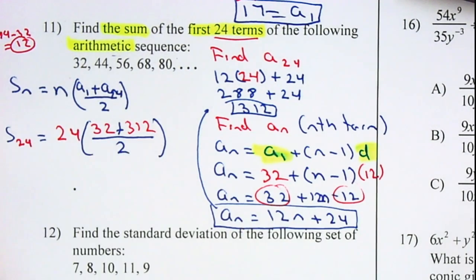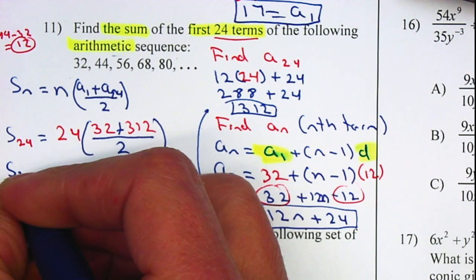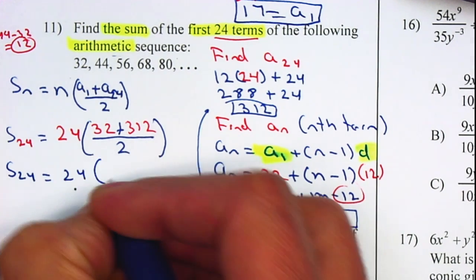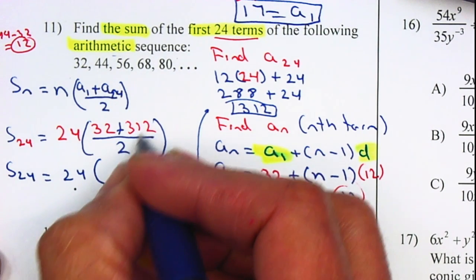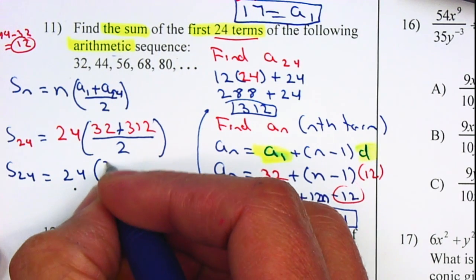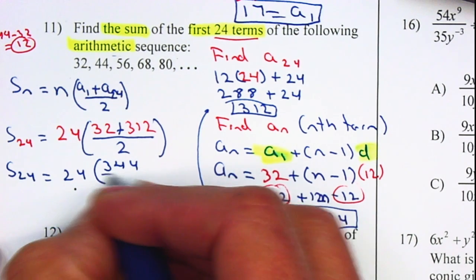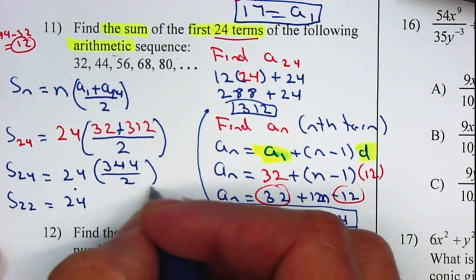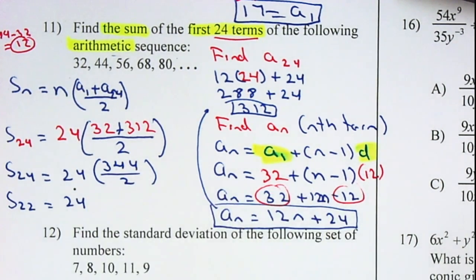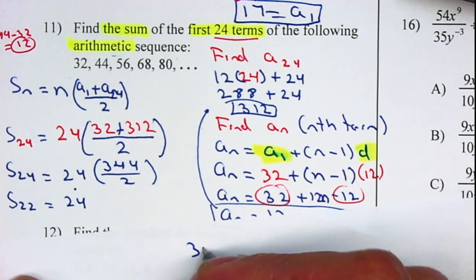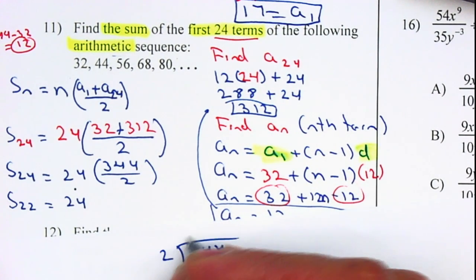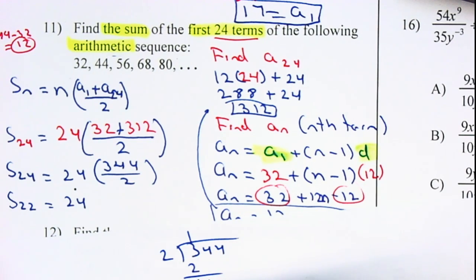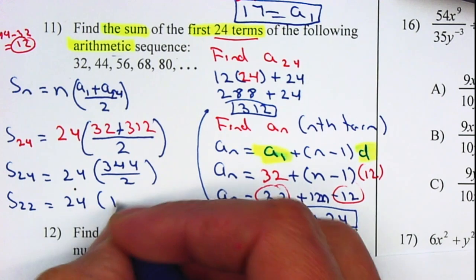And from here we just simplify. The sum of the first 24 numbers will be 24 times... 32 plus 312, that'll be 344 divided by 2. So 344 divided by 2, that gives me 172.